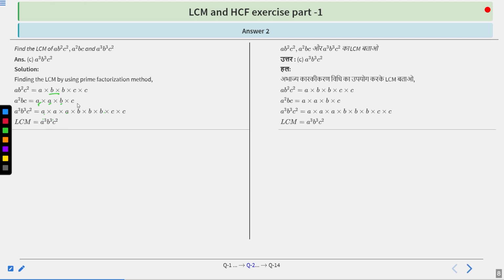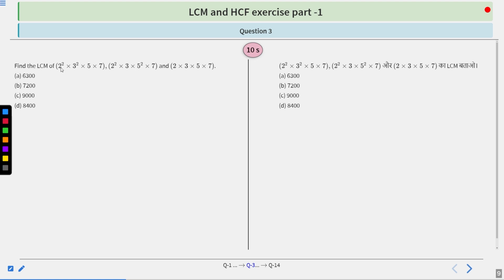Then we will look for the highest power of C. Here C was present twice, here once only, and in the last it was twice. So the maximum presence of C is power 2. So we will write C square. Therefore, the LCM is A cube, B cube, and C square. Option number C is the correct answer.